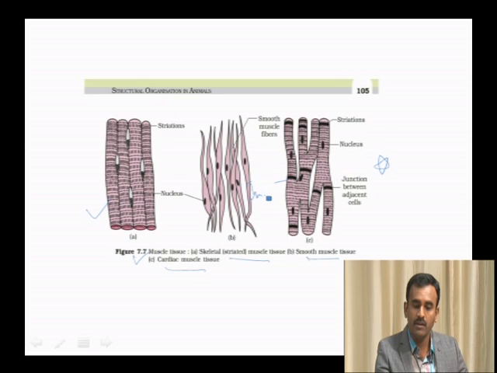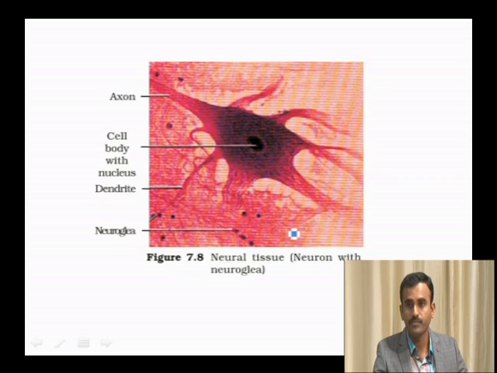called intercalated discs. These intercalated discs help in the spreading of cardiac impulses to the ventricles and help in contraction and relaxation of the ventricular muscles of the heart during heartbeat.